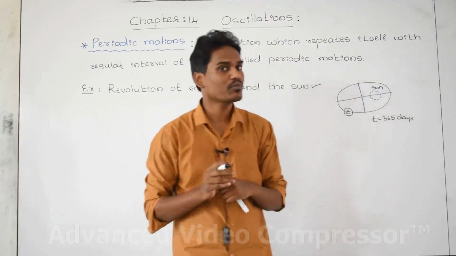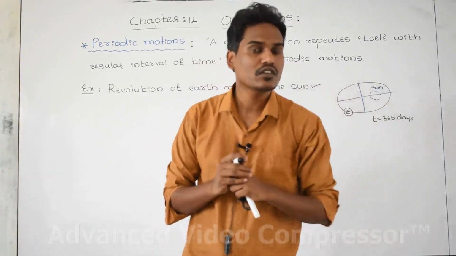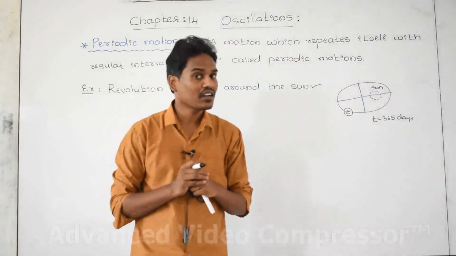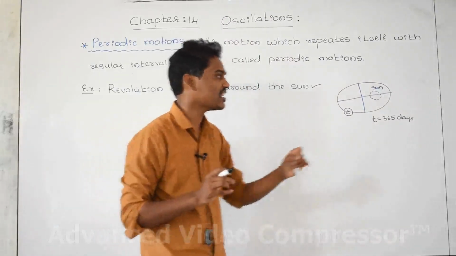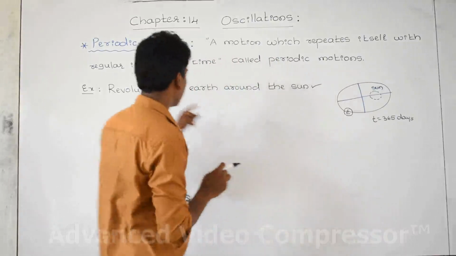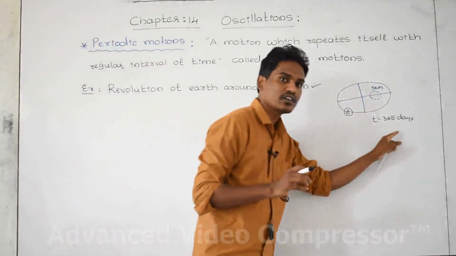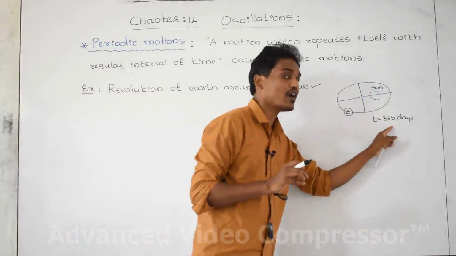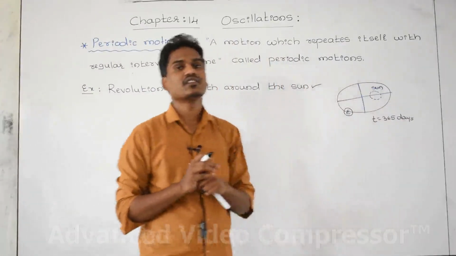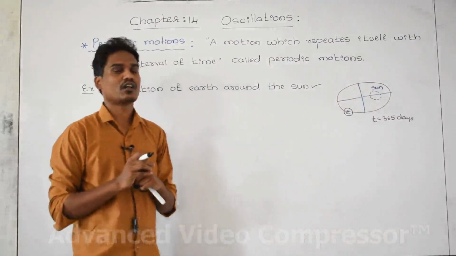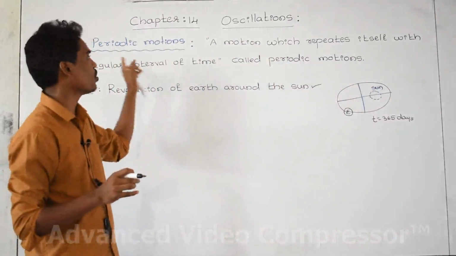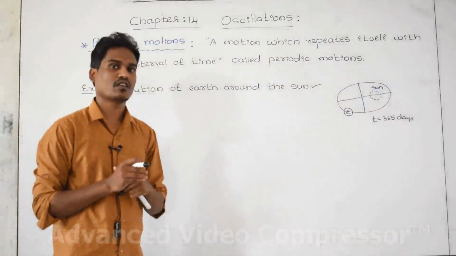Then think yourself, what is the time taken by the earth for each and every cycle around the sun? That is exactly constant, T equal to 365 days. Regular interval means that the time is constant for each and every cycle around the sun. This motion is called a periodic motion.